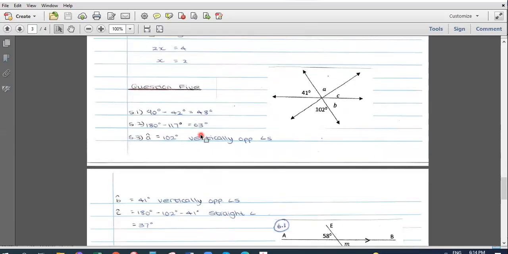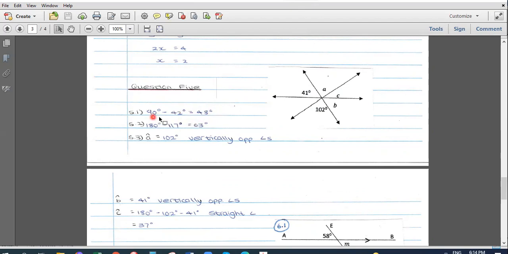Boys and girls, we're going into geometry now. The first question was to find the complement of 42, and complement means we're working with 90-degree angles. So it'll be 90 minus 42 is 48. For supplement, it's 180 degrees. Supplementary angles add up to 180 degrees. So 180 minus 117 will give you 63. These two values, 42 plus 48, give you 90.